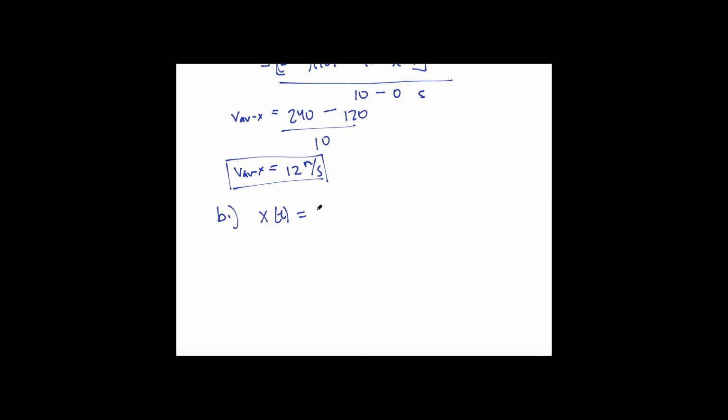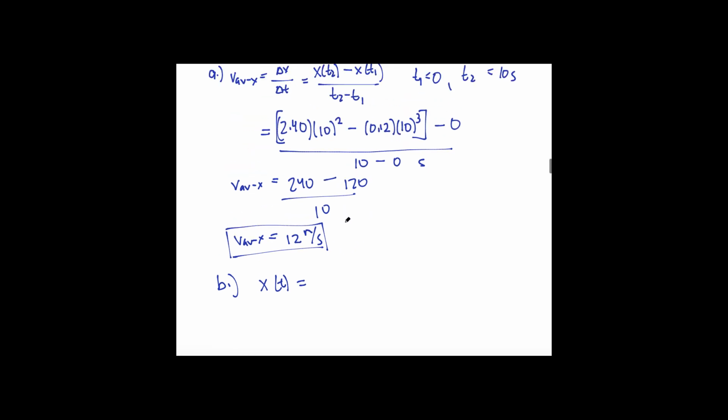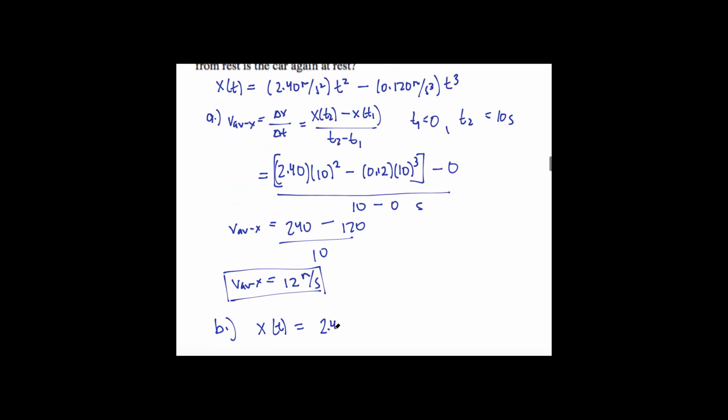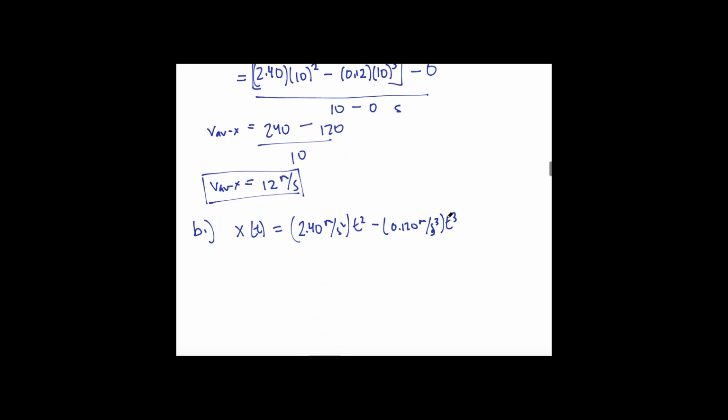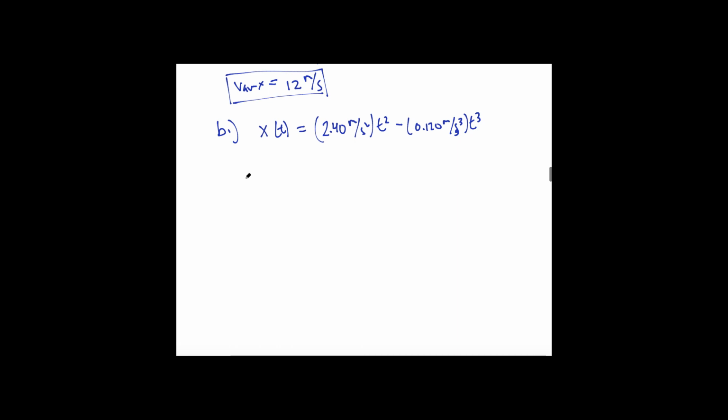I need to recall that if my position function, which I rewrote up here as 2.4 meters per second squared multiplied by t squared, minus 0.12 meters per second cubed multiplied by the cube of time, is my position function, my velocity function, my instantaneous velocity in the x direction, will be the first derivative of position with respect to time. So I'm going to take the time derivative, d dt, of my position function x of t. So how does this work?